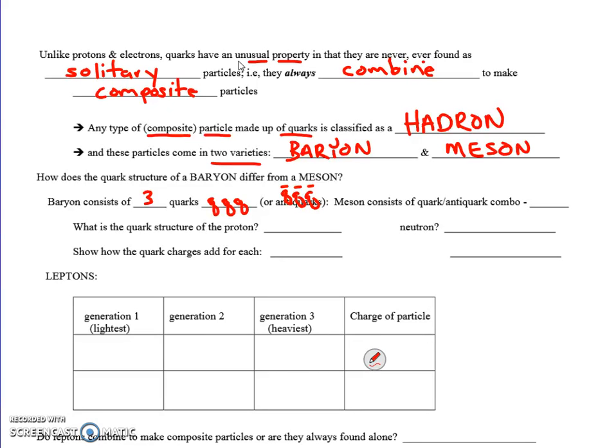Okay, mesons, on the other hand, consist of quark-antiquark pairs. So there's 2 quarks. One is a quark and one's an antiquark. So we give it the general symbol Q, anti-Q. So that could be an up and an anti-strange. Or that would be one particle. Let's say it's called a kaon. And there could be an up and an anti-up.